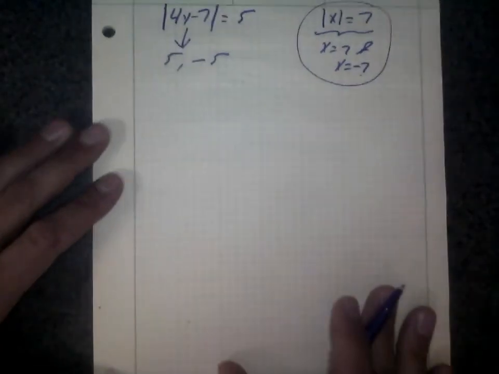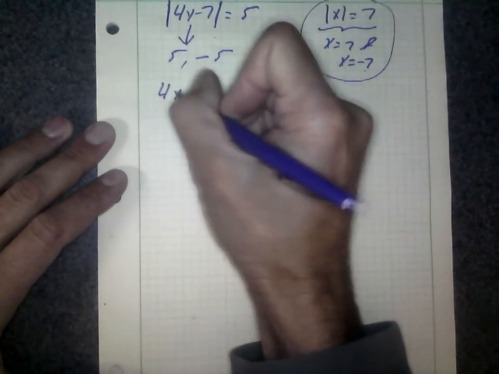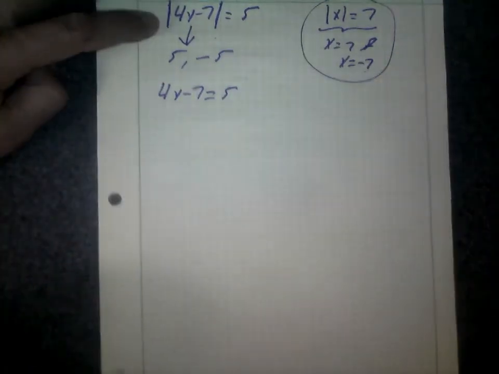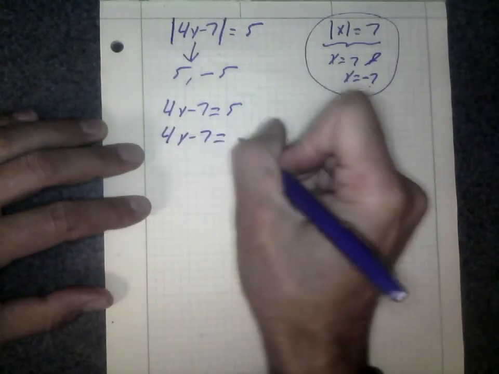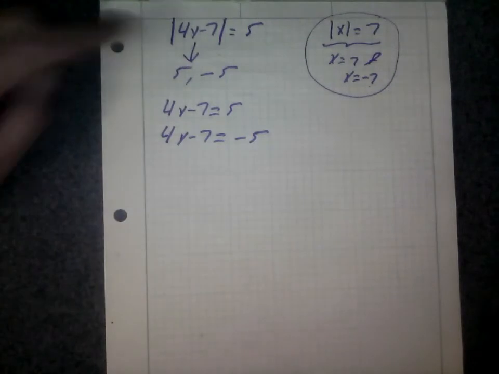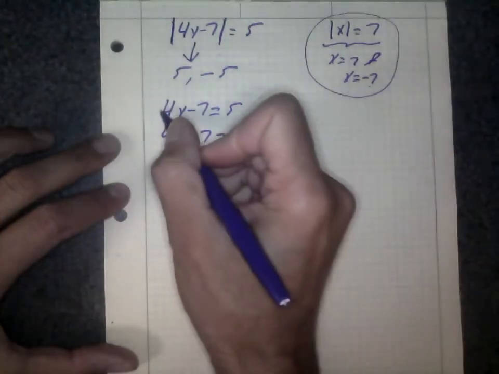So let's go ahead and solve it. I think we have the logic down now. In order to solve this, I hope you agree that if 4y minus 7 is equal to 5, that would solve this absolute value equation here. But also, 4y minus 7 could be negative 5 as well. Either one of these would solve this absolute value equation up here. So let's go ahead and solve these for their respective values.